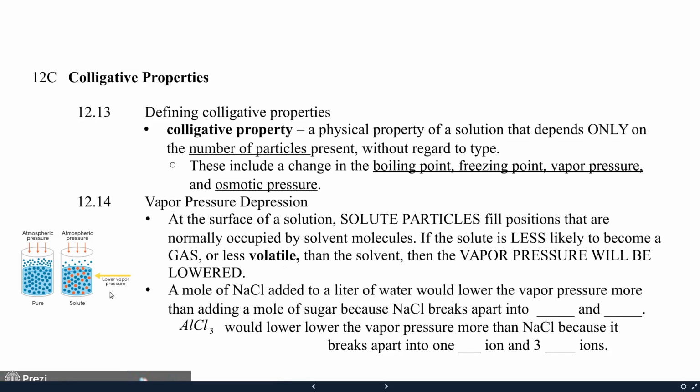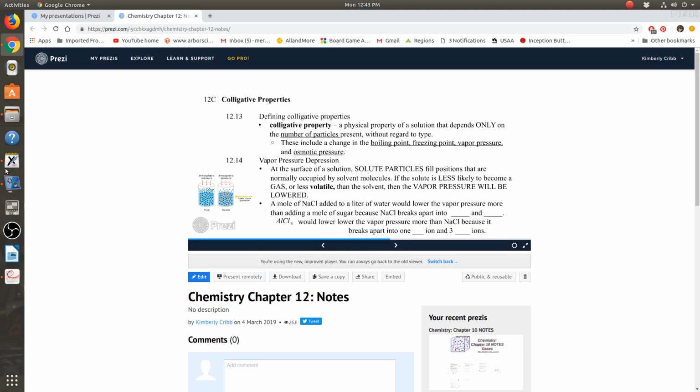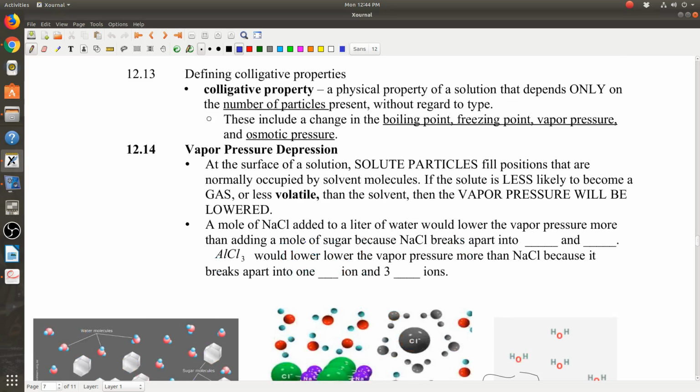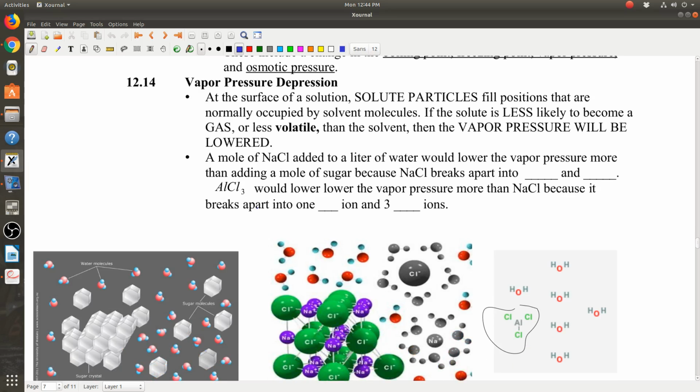All right, so there's a picture here. Then it goes on to say a mole of sodium chloride added to a liter of water would lower the vapor pressure more than adding a mole of sugar, because sodium chloride breaks apart into sodium, Na, and chlorine, Cl. Now let me go back to the notes for a second so we can fill that part in. So here we are on the notes, and we would say sodium chloride breaks apart into sodium, Na with a plus sign, and chlorine, Cl minus.